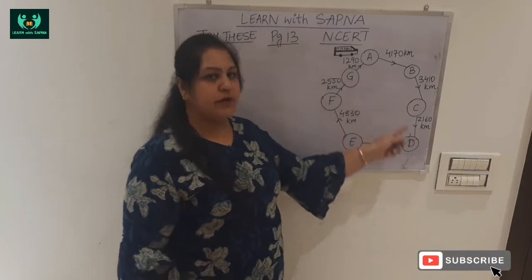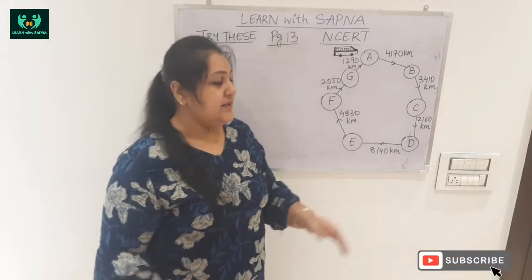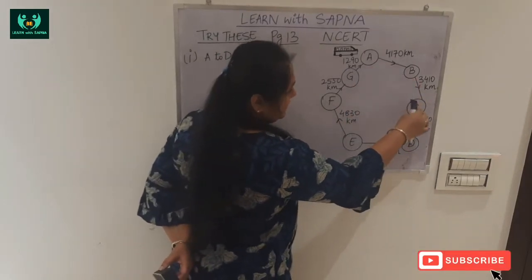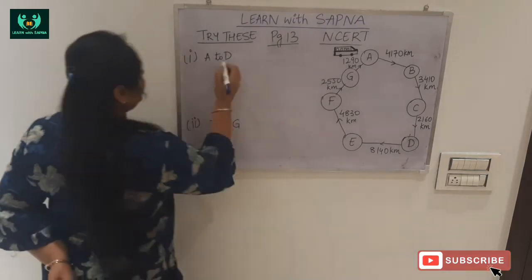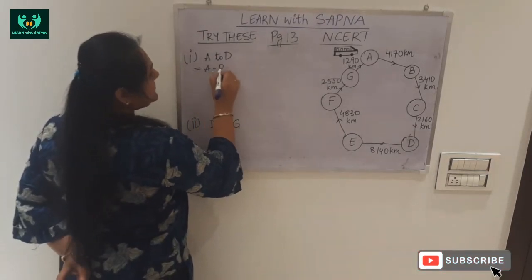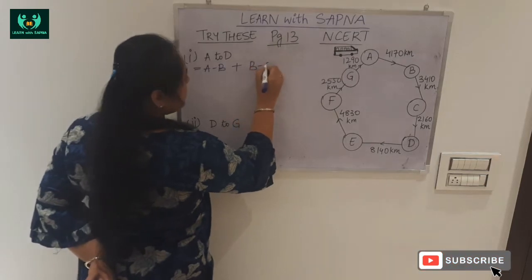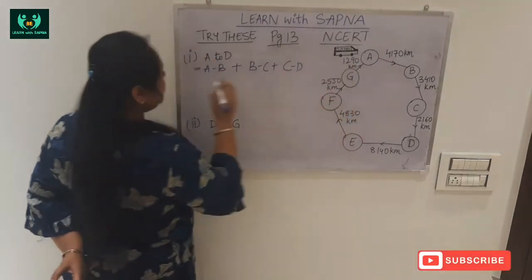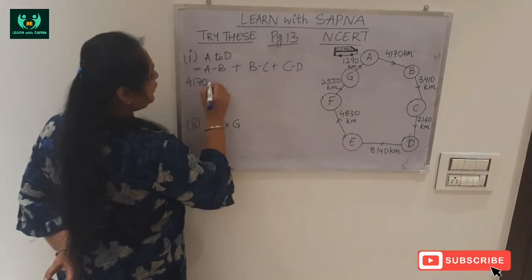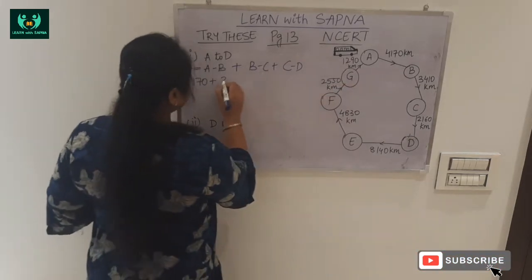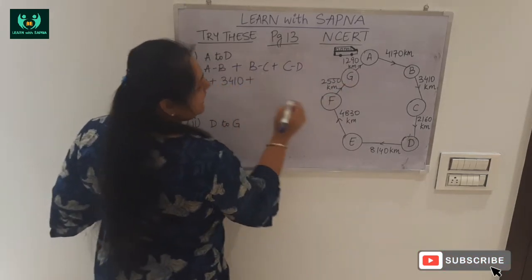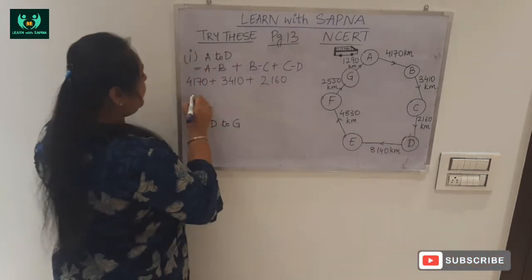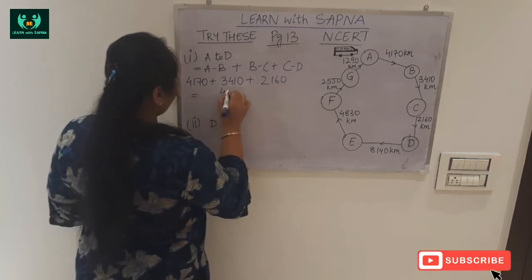There is no direct path from A to D. So we have no direct distance. How do we calculate the distance? How much the bus has travelled from A to B, B to C, C to D. So A to D will become AB distance plus BC distance plus CD distance, which is what? A to B is 4170 kilometers plus 3410 kilometers plus C to D is 2160 kilometers. We'll add the three of them.